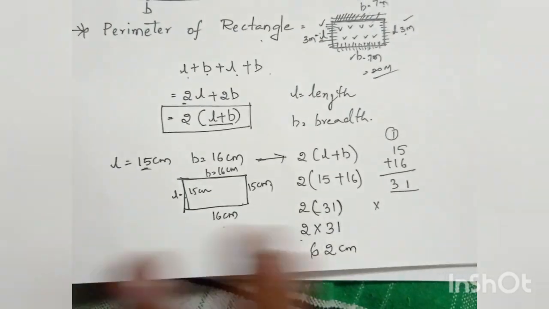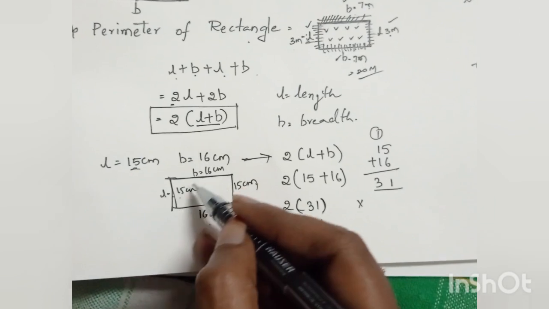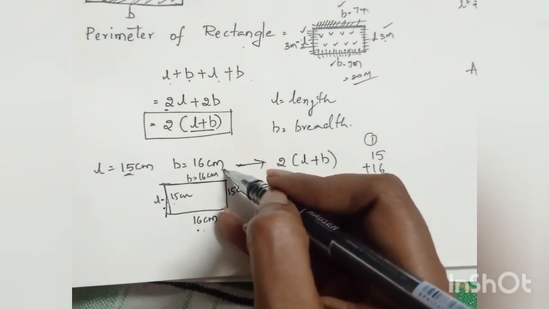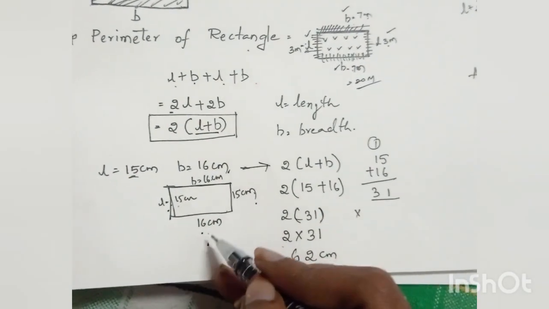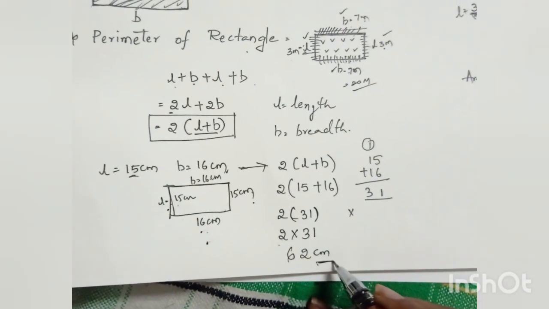I'll give you the reason. Here we are not multiplying, we are adding all the units. So I am adding 15 centimeter with 16, again 15 with 16. So when we are adding this to get the perimeter, the unit will not change.